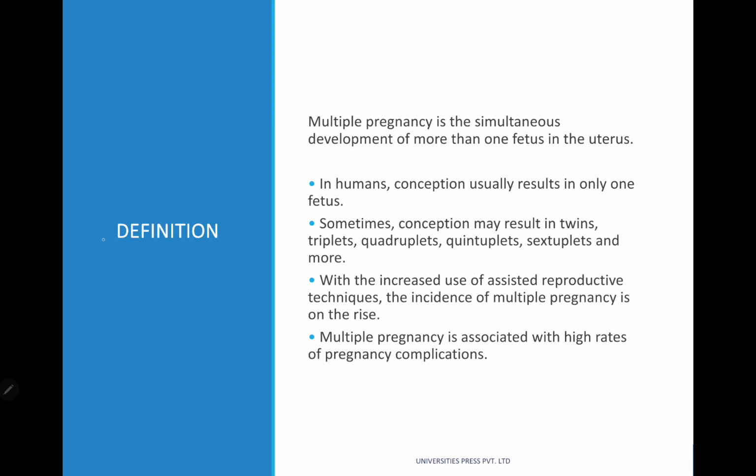So now let's first cover the definition of multiple pregnancy. Multiple pregnancy is the simultaneous development of more than one fetus in the uterus. So, the word simultaneous development is important.